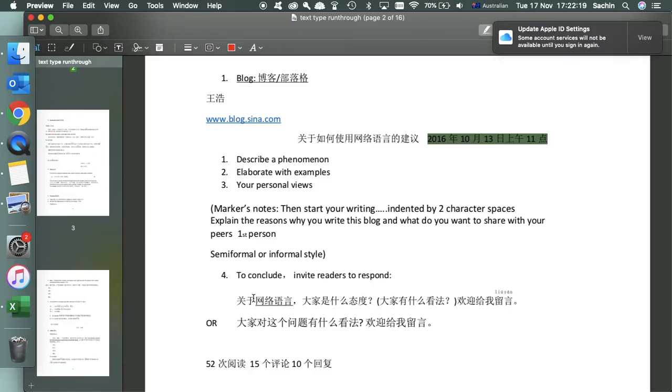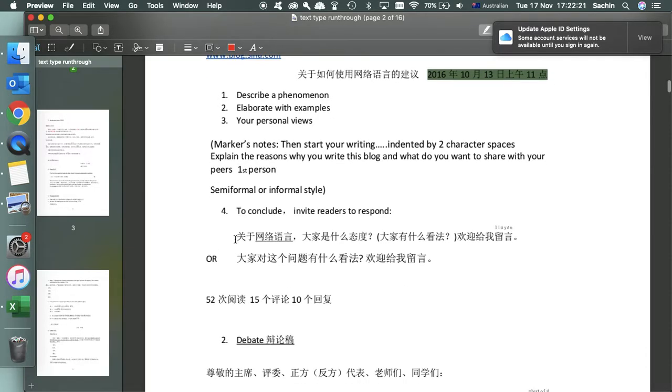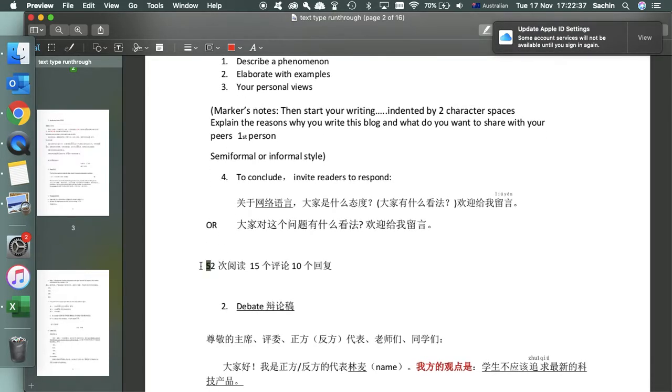So in this example, we have 关于网络语言，大家是什么态度? So like, what's your attitude? And then you can say 欢迎给我留言 or just feel free. You're welcome to reply. And then you can make up numbers for how many have read, how many replies, and how many comments.